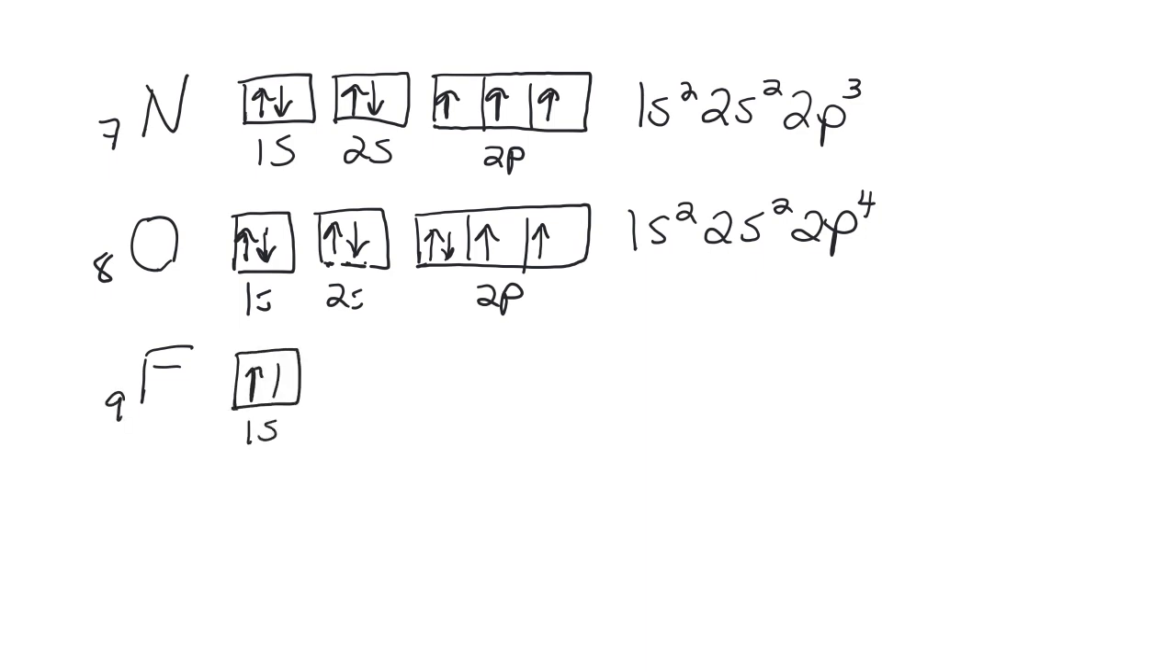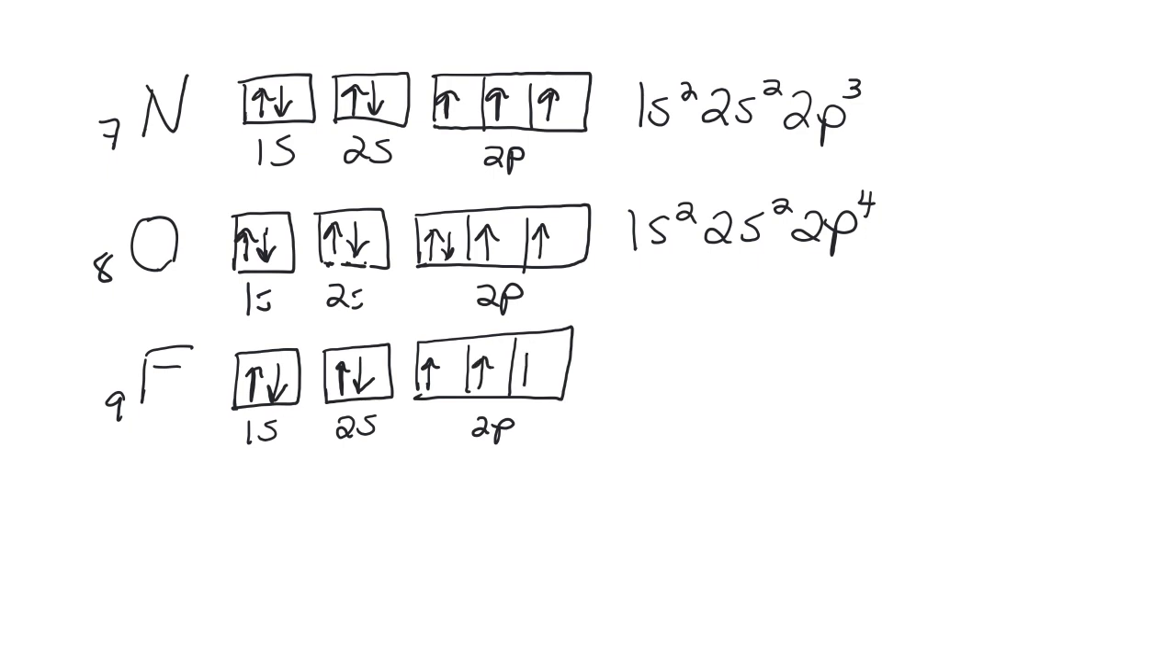Okay, we have fluorine, which is 9. So 1s. Then we have 2s. And we're going to draw the 2p. So we're going to put our first 3 there, and then there's 2 more. Okay, so it's 1s2, 2s2, 2p5.